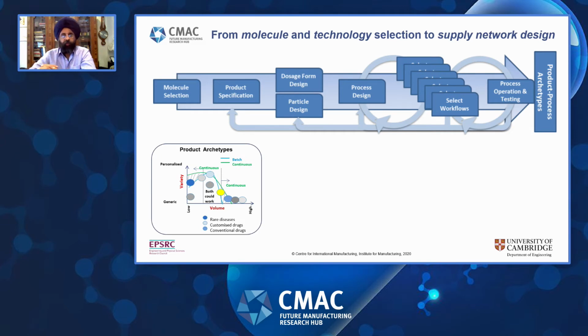So in the first part of this work, we've tried to identify what are the product archetypes that are attractive from a volume and variety perspective. And we had identified in previous work that continuous manufacturing technologies are particularly attractive at high volume, low product variety, low SKUs, but also at the very low volume, high variety SKU. So that's one aspect that we've been trying to identify in our work.